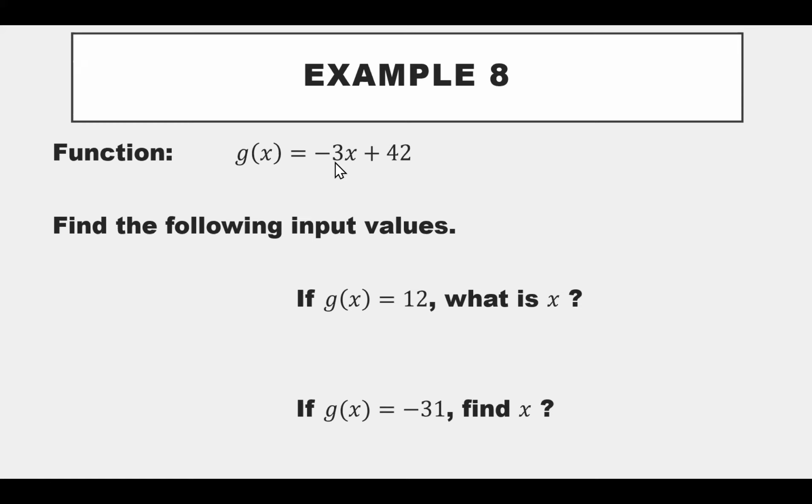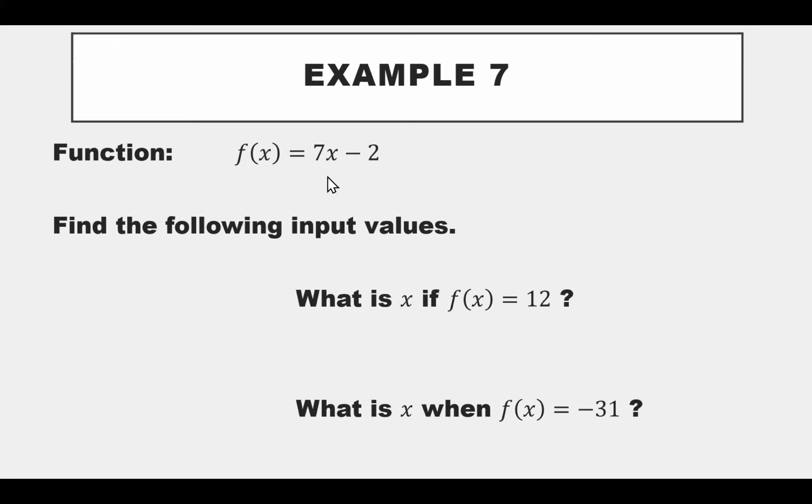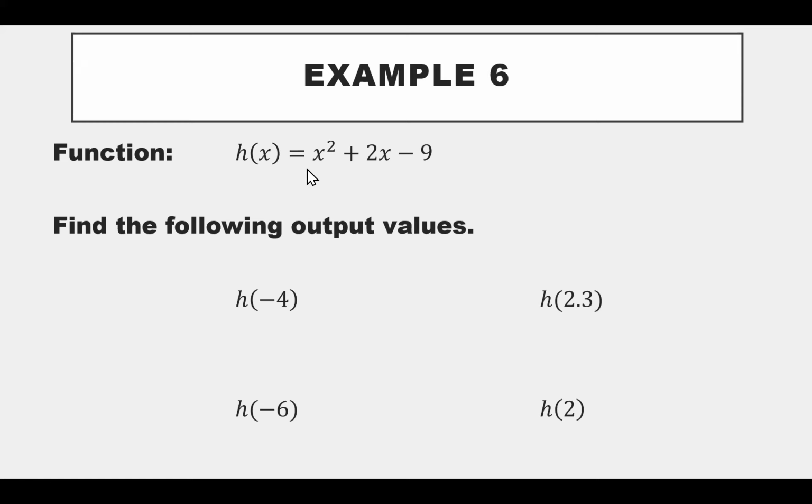Something like negative 3x plus 42 is equal to a number, or 7x minus 2 is equal to a number. And in these, when we had x squared plus 2x minus 9 is equal to a number, well, we'll look at those later on in the course.